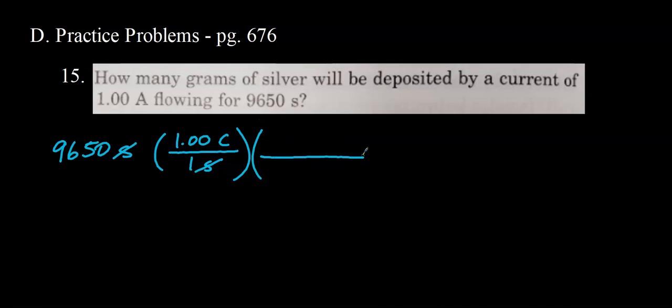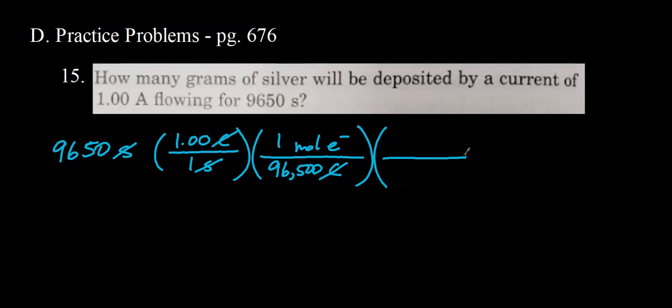And so our next conversion factor, we want to get rid of coulombs, and we want moles of electrons. So here's where we use Faraday's constant. 96,500 coulombs per 1 mole of electrons. Coulombs cancel. Now we have moles of electrons. So what can we do with the moles of electrons?